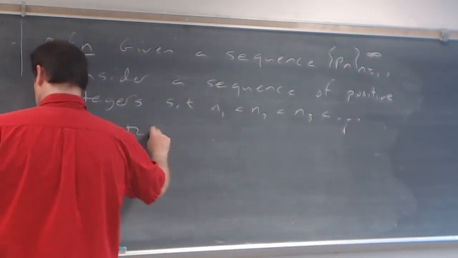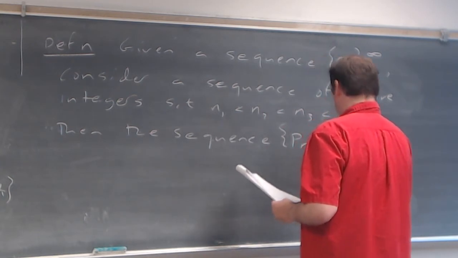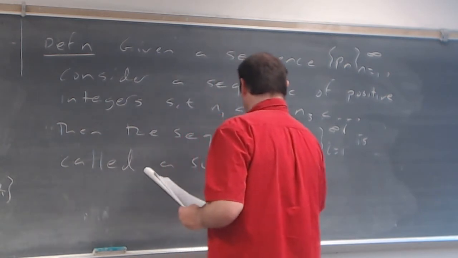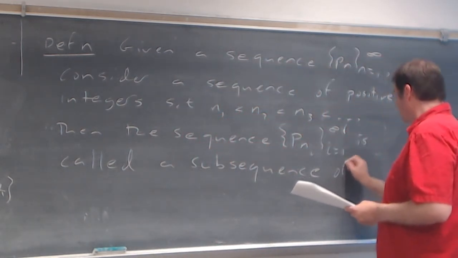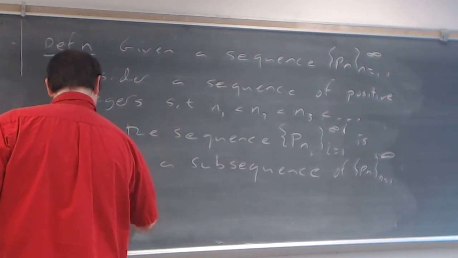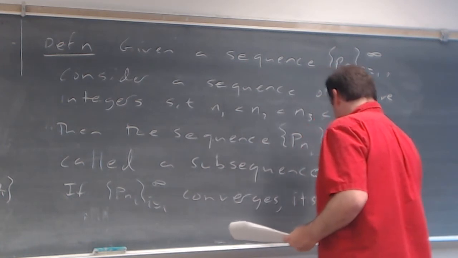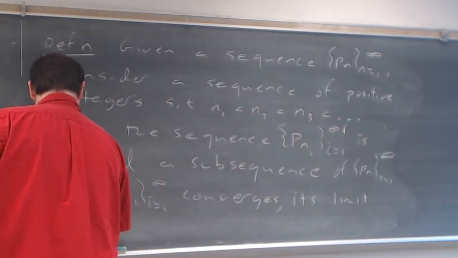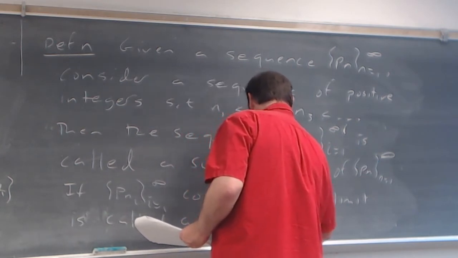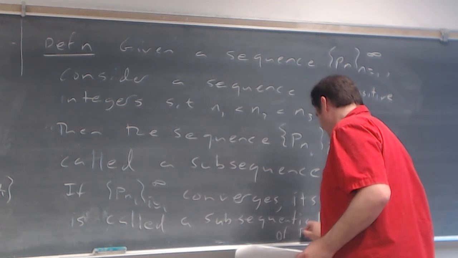Then the sequence P sub n i, as i runs from 1 to infinity, is called a subsequence of P sub n. If P sub n i converges, its limit is called a subsequential limit of P sub n.